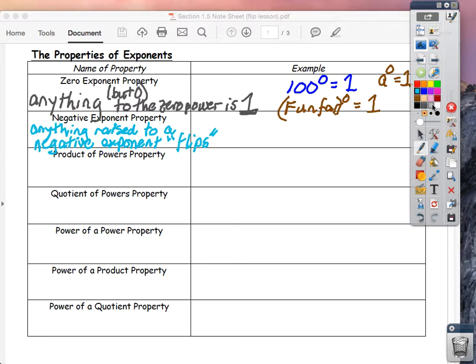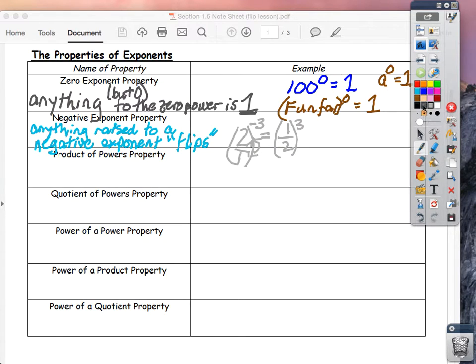Let's say you had 2 to the negative 3. You're going to flip that. So that's technically in the numerator. You're going to move it to the denominator, and you're going to make it positive. So it's going to be 1 over 2 cubed. I'm going to put parentheses in there just so we emphasize that it's that quantity.